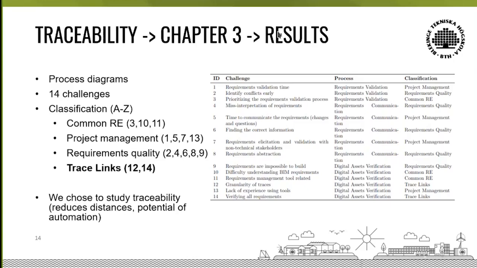Now, why did we choose to study traceability? Well, one of the things from our goal, as seen in other studies, is that traceability reduces the distance between entities in the software development area. Another reason is that traceability has the potential to enable automation. So if we want to automate test generation, or we want to conduct change impact analysis automatically, if we have traceability, that would be easier for us to implement.